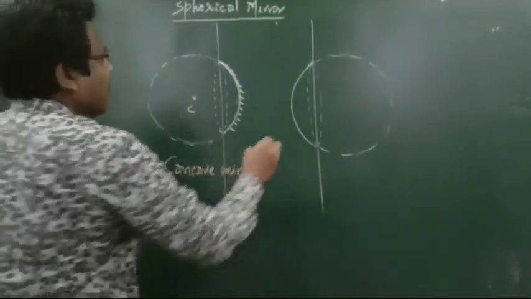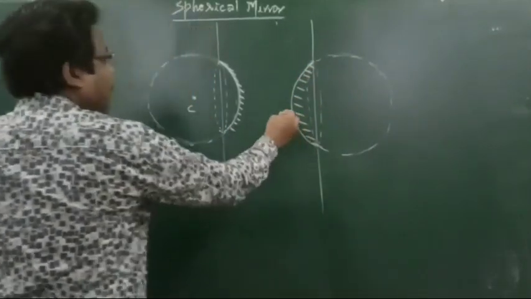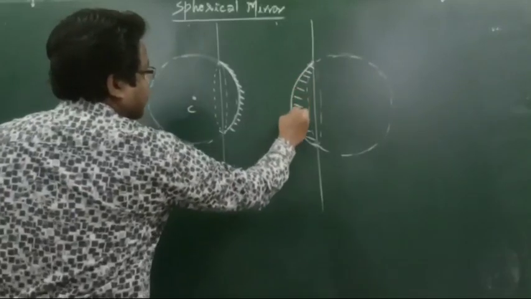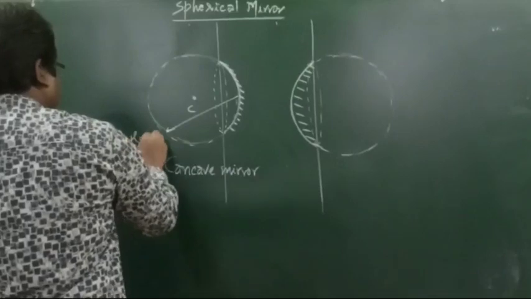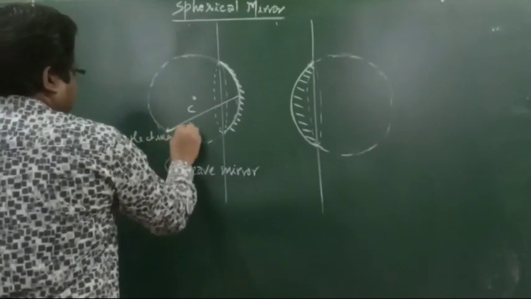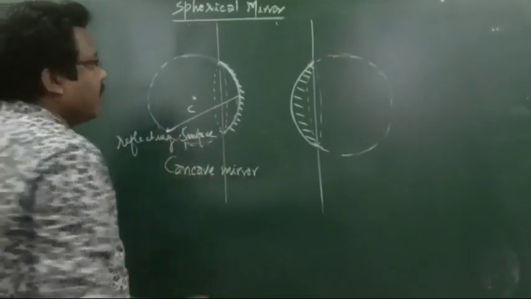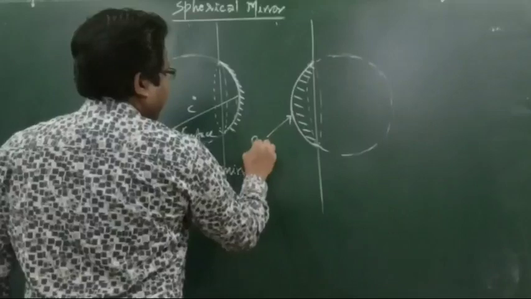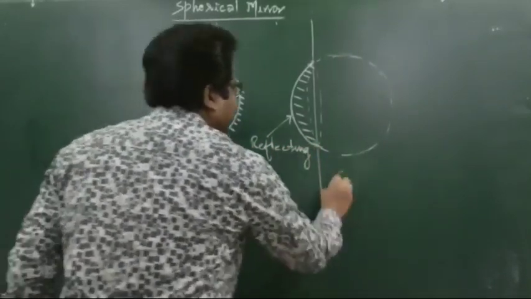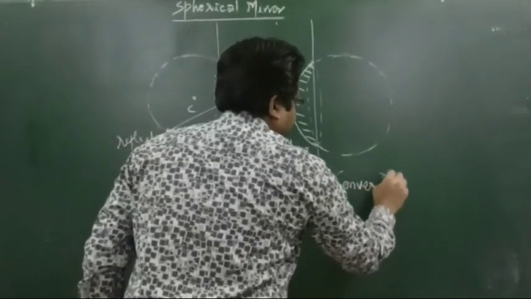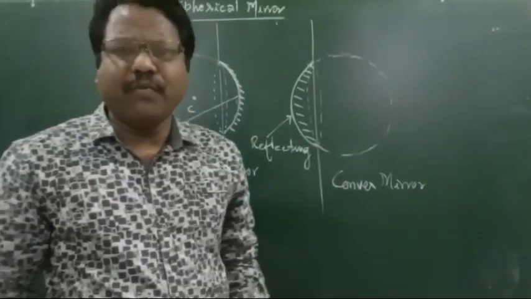Now this time if I polish it from the concave part, then the convex part becomes reflecting. Here earlier it was the interior part that was reflecting, therefore it was concave. Now this part becomes reflecting, which is actually convex. So it becomes a convex mirror. Is that clear?